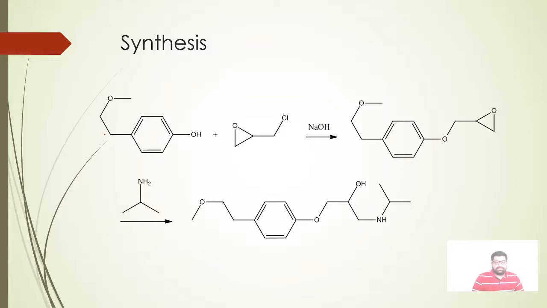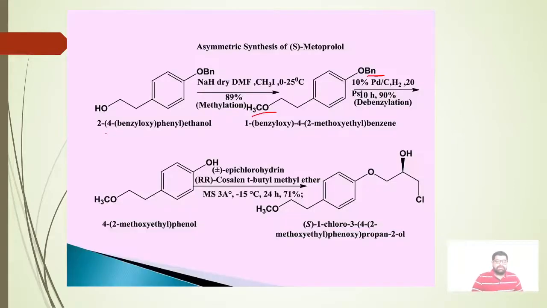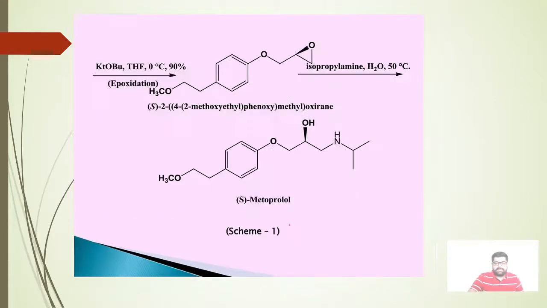So this is a 4-(2-methoxyethyl)phenol. When treated with epichlorohydrin, we get this compound. As you know, epichlorohydrin is nothing but the epoxide and then CH2Cl. Once we isolate this S isomer, the next step is displacement of Cl in presence of potassium tertiary butoxide to form the epoxide.